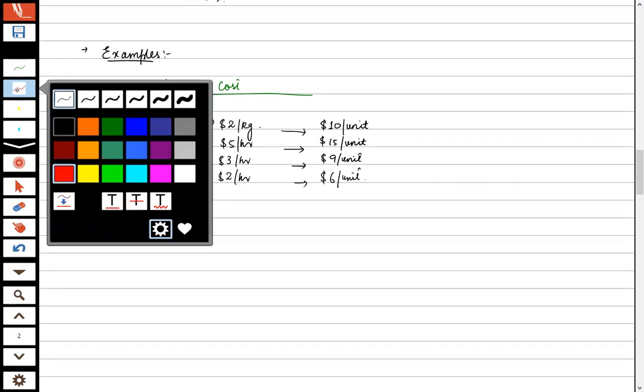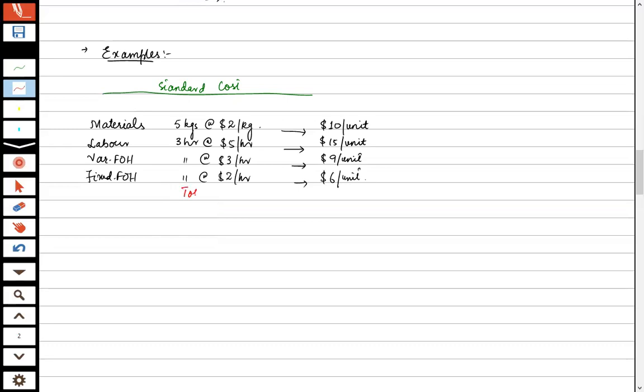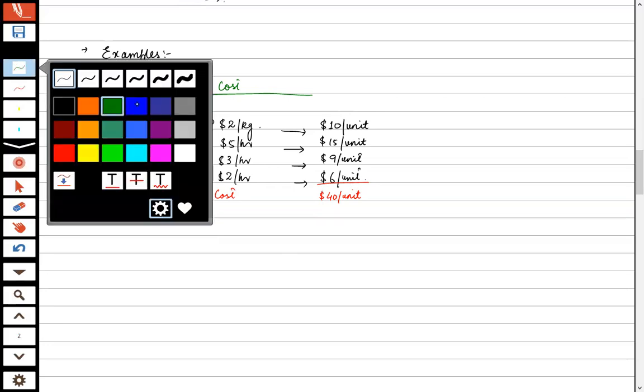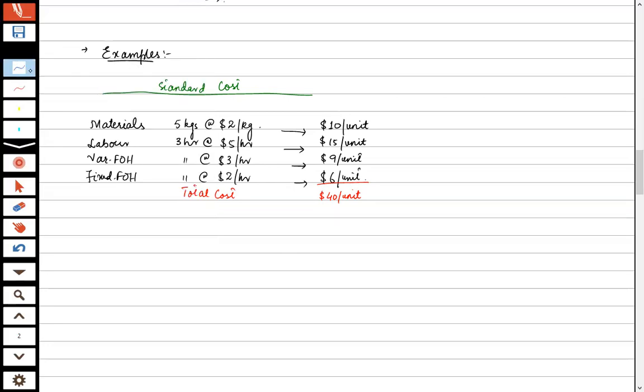So, in total, the total cost of production will be $40 per unit. Now, if we see the manufacturer's perspective, they will obviously incur cost and then add a profit margin, profit ratio, profit rate, and then they will sell at a certain selling price.